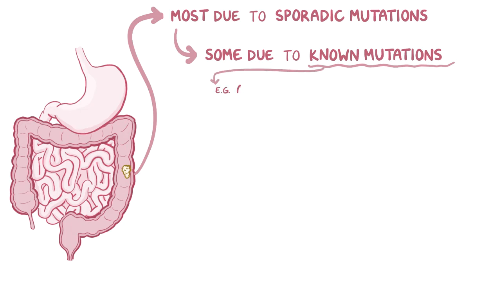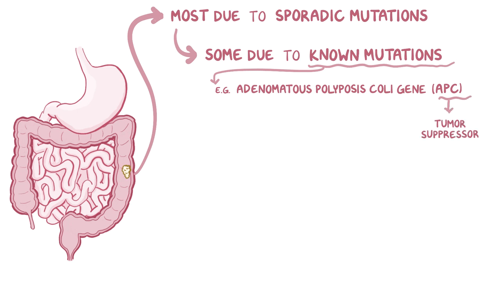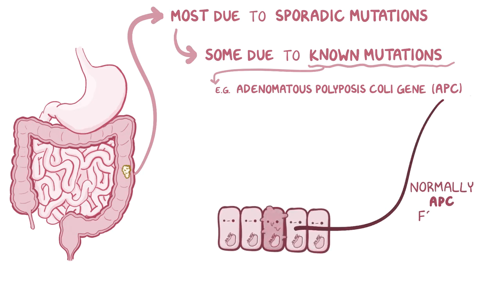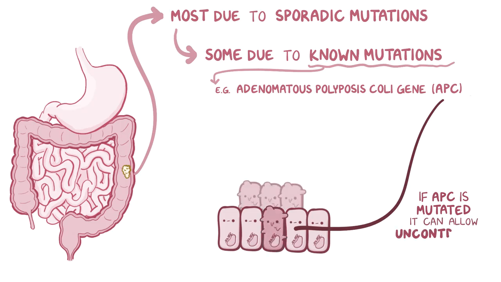An example of this is the adenomatous polyposis coli gene, or APC gene, which is a tumor suppressor gene. Normally, the APC protein identifies when a cell is accumulating a lot of mutations and forces it to undergo apoptosis, or programmed cell death. But when the APC gene is mutated, the mutated bowel cells don't die, and instead some start dividing uncontrollably, giving rise to polyps.